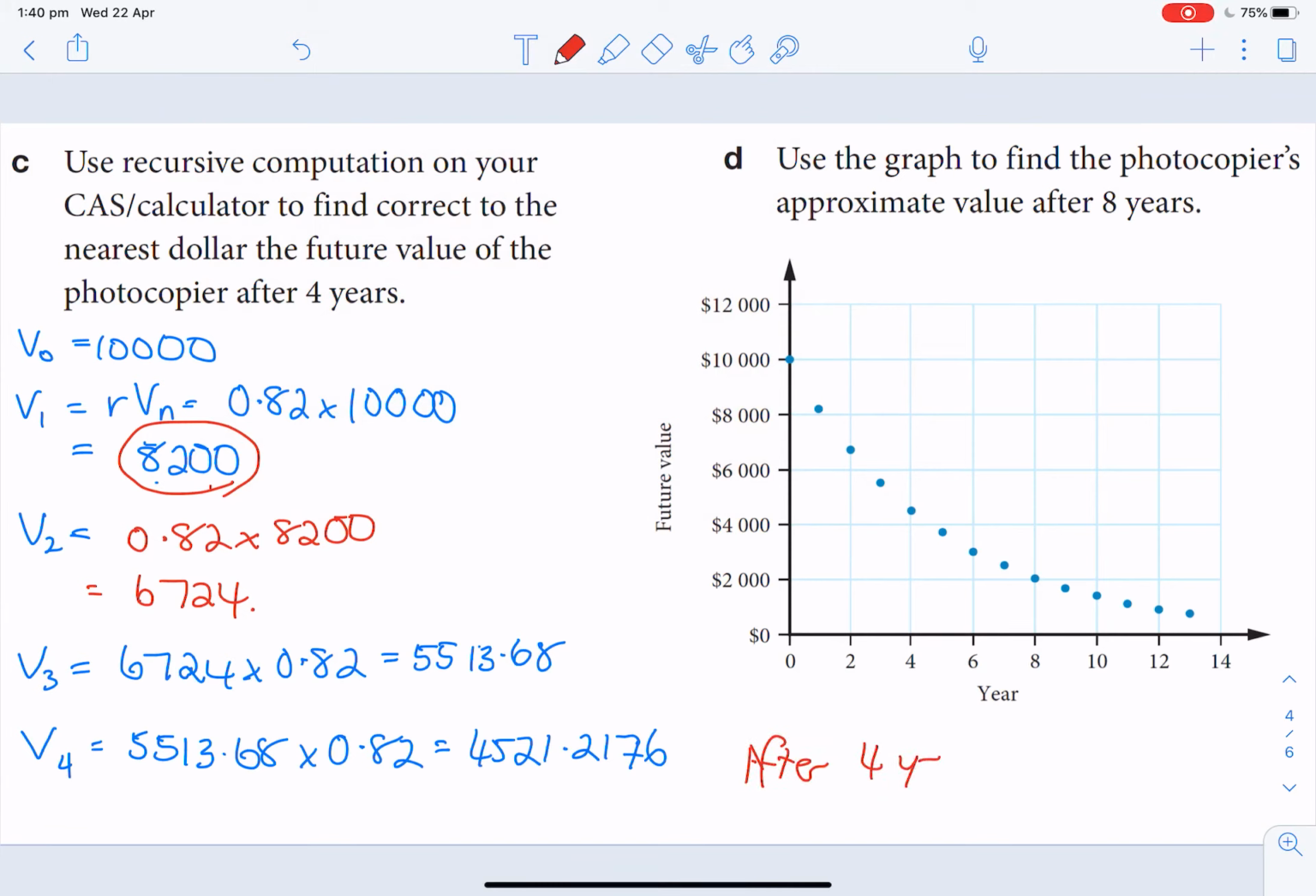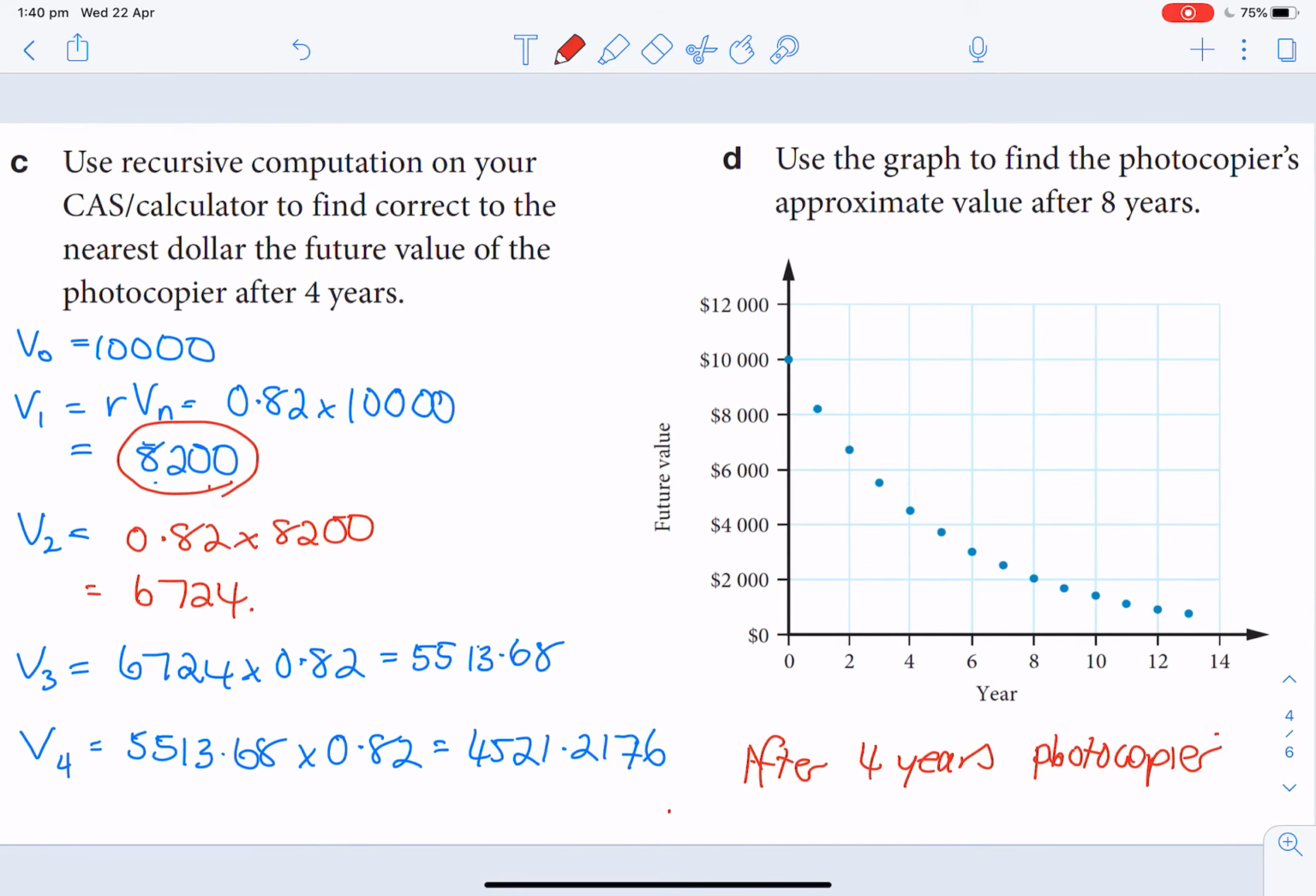After 4 years, the photocopier will be valued at $4,521. Now remember, if that was above 50 cents, you'd be rounding it up to 22, but it's not, so we'll keep it as it is.